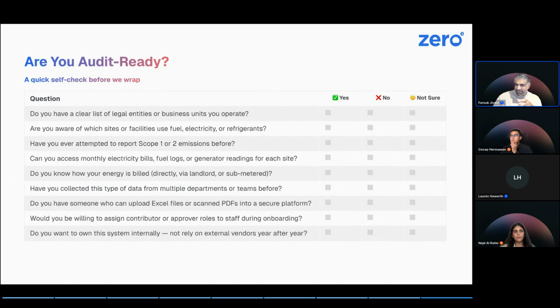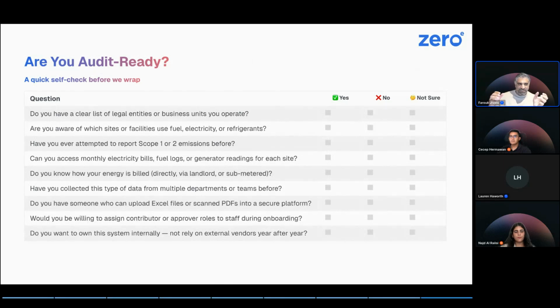Have you collected this type of data from multiple departments? Do you have someone that can upload Excel files or scan PDFs? Can you assign people to actually contribute to this or approve information as it flows through? And do you want to own the system internally rather than relying on external vendors year after year, right?